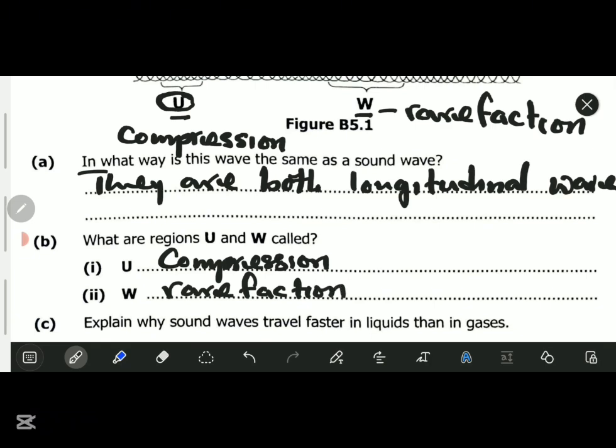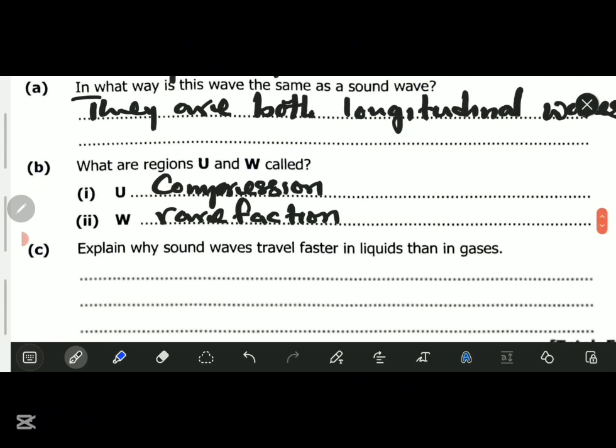The most common mistake that is usually made on rarefaction is that people will say rarefraction. They put an R between the F and A. There is no R, it's rarefaction. Okay, so we've got compression region and rarefaction region. So we've got those two regions.